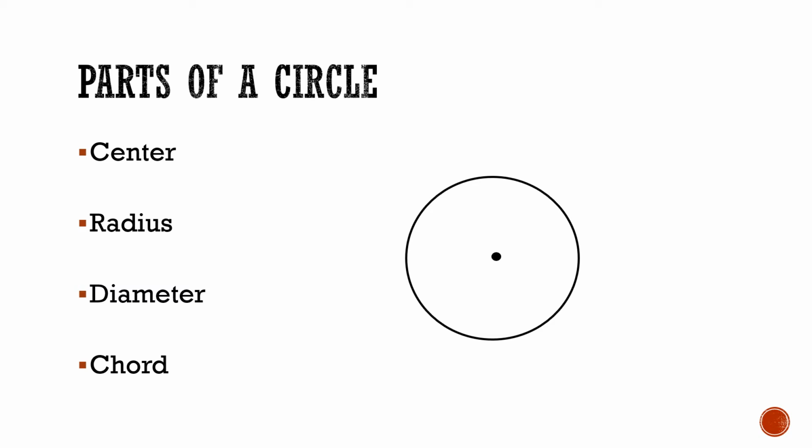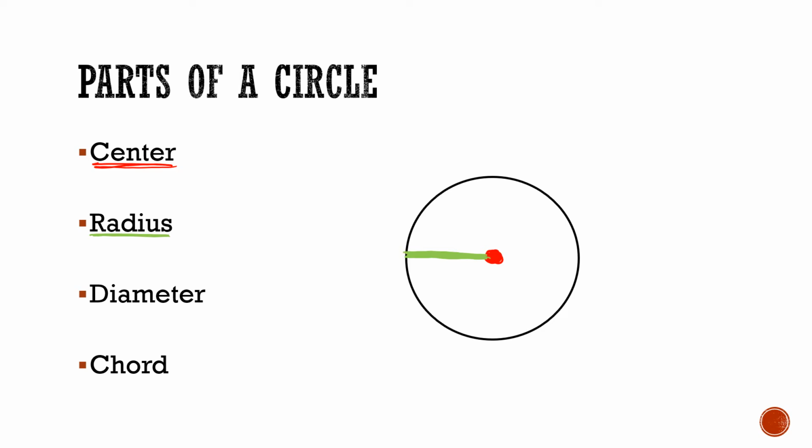So the first and obviously probably the easiest is the center. We all should know that the center of a circle is right here where this black dot is in the middle. Okay, that is our center. Then we have our radius. Radius is the segment going from the center of the circle to the edge of the circle. Okay, this would be a radius. So think of radius as halfway through the circle.